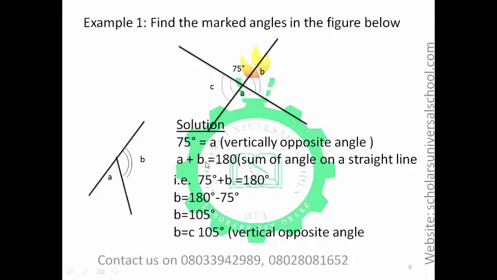By the time you move 75 to the other side, it changes sign. Are you with me? So B is equal to 180 degrees minus 75, and B gives you 105 degrees. At the end of the day, it shows that angle B is 105 degrees. Since angle B is vertically opposite to C, the angle here is the same thing as the angle here. So your angle C is also 105 degrees. Then you put the reason: vertically opposite angles.